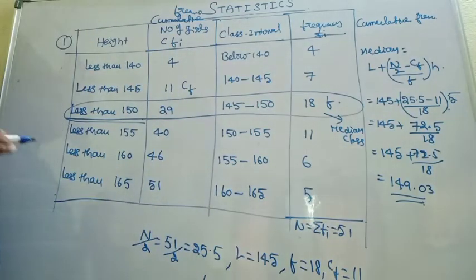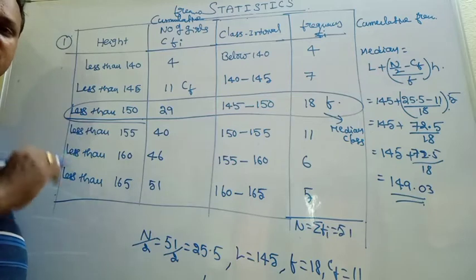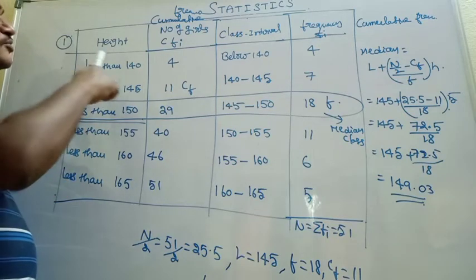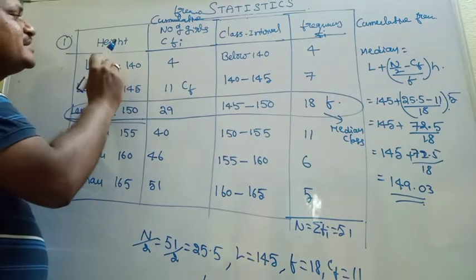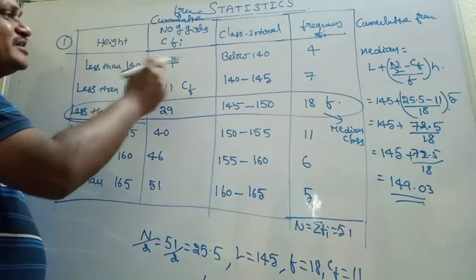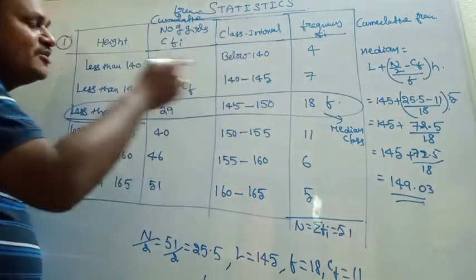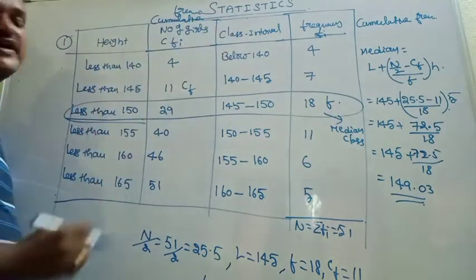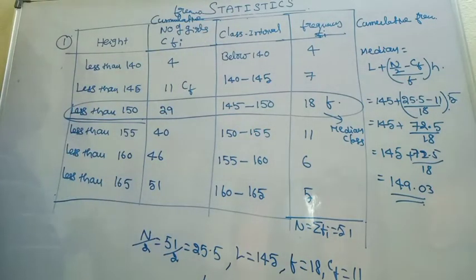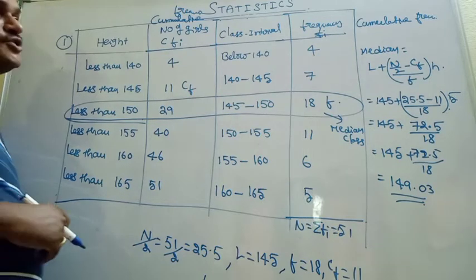This is a very special problem. Many times they have asked it in the examinations like this. They will give only these two. They give that less than 140, this cumulative frequency, and we have to get the class interval and frequency. Once we get this, then we can find the median, that is equal to L plus n by 2 minus CF by F into H, like this.